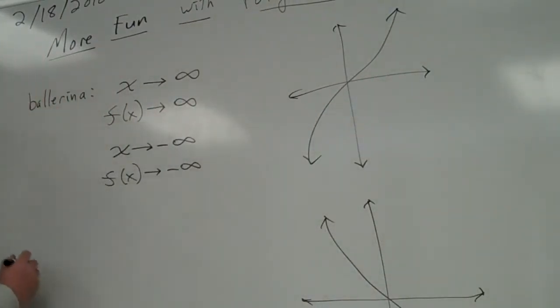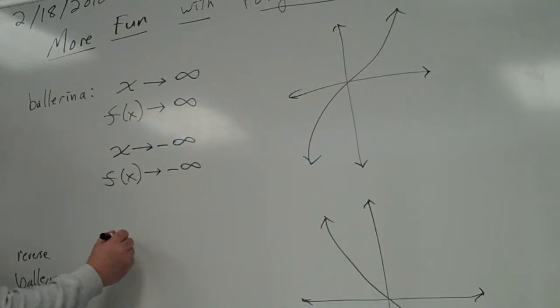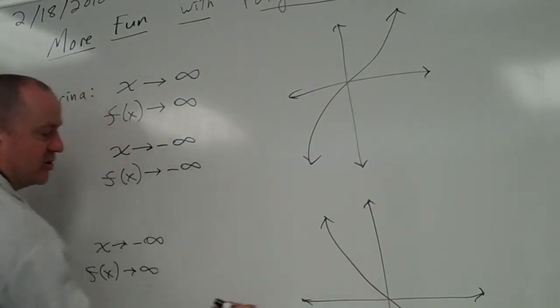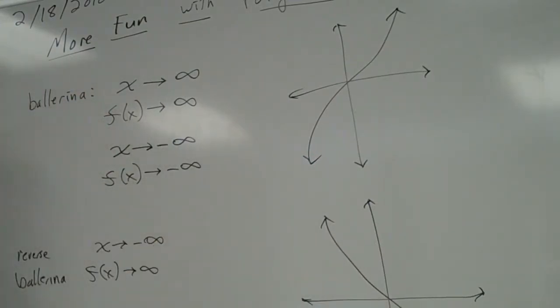Okay? So now we have reverse ballerina. Brian, you asked me to draw this. Think you can tell me what the math is? X goes to negative infinity. You want to do the left side first? Okay. X to negative infinity, and then f of x to positive infinity. Yep. Brian's saying as x goes to the left, y goes up. I'm going to, for consistency, write it down here.